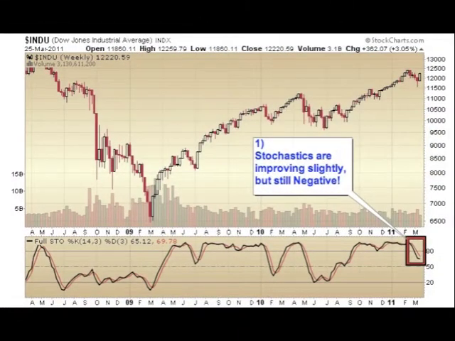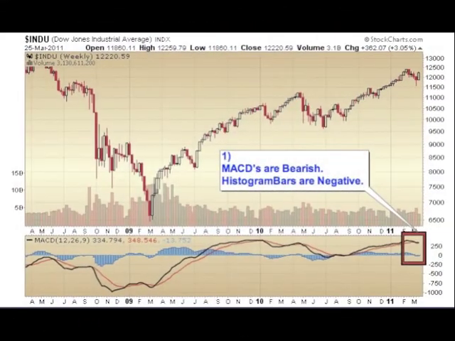And a look at the weekly chart shows that at point 1, the stochastics are improving slightly, but they are still negative. And when I say improving, they're in overbought territory falling, and the black line is starting to curve in on the red one, but it's not conclusive here and doesn't really show any kind of real strength, so we gave it a red mark. And a look at the MACD shows they're bearish as the black line crossed the red on the way down. Histogram bars were also negative, but slightly. We went ahead and gave this one a red mark.